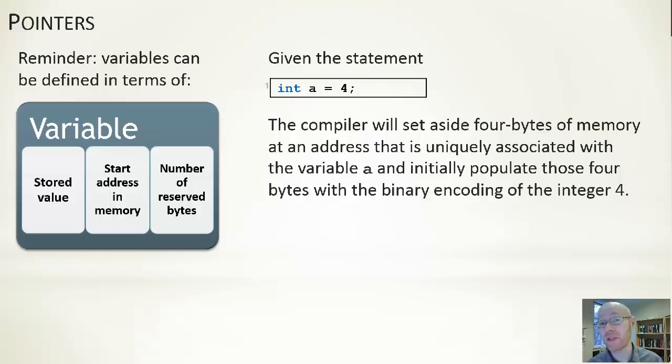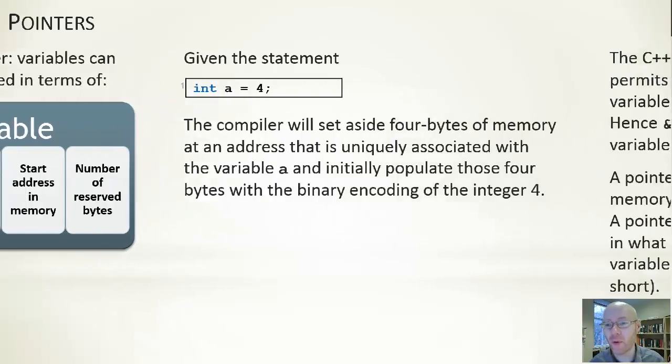So for example, given the statement you can see here, int a = 4, we're going to set aside 4 bytes of memory, most probably in C++ at the minute, at a specific address. And in terms of the ones and zeros across those 4 bytes from that address, we'll encode them with a pattern that will represent an integer 4. So fair enough, that's fairly straightforward.